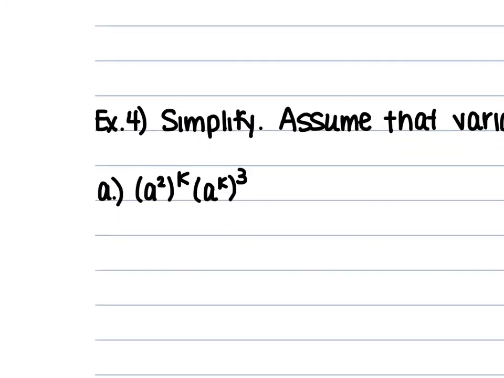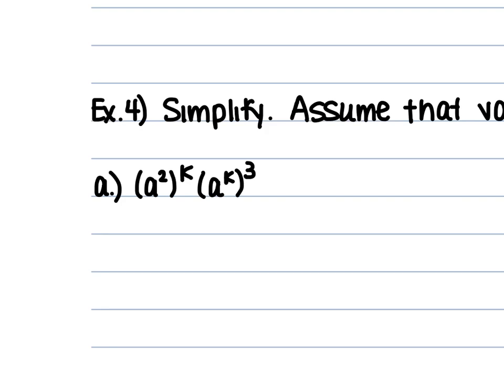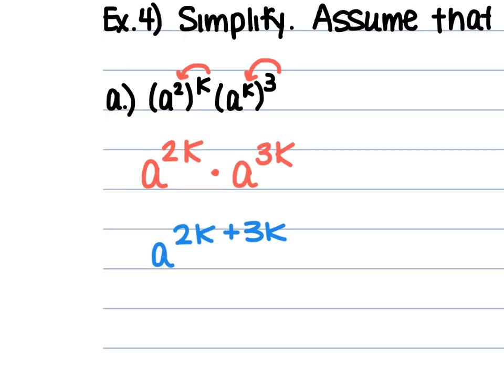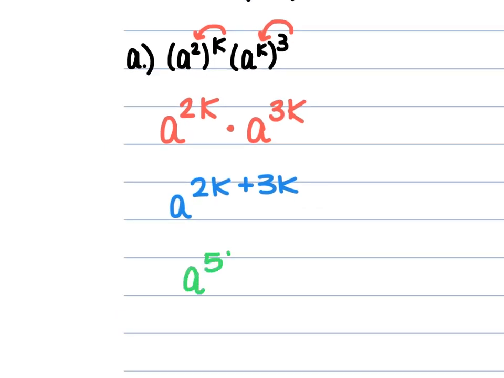If we look at example 4, for a, we have a squared raised to the k power times a to the k raised to the third power. So this k is going to multiply by this 2, this 3 is going to multiply by the k. So we're going to have a to the 2k times a to the 3k. Now these are like terms, so you're going to add them. So keep the a, add the 2k plus the 3k. And this is going to give us a to the 5k power.